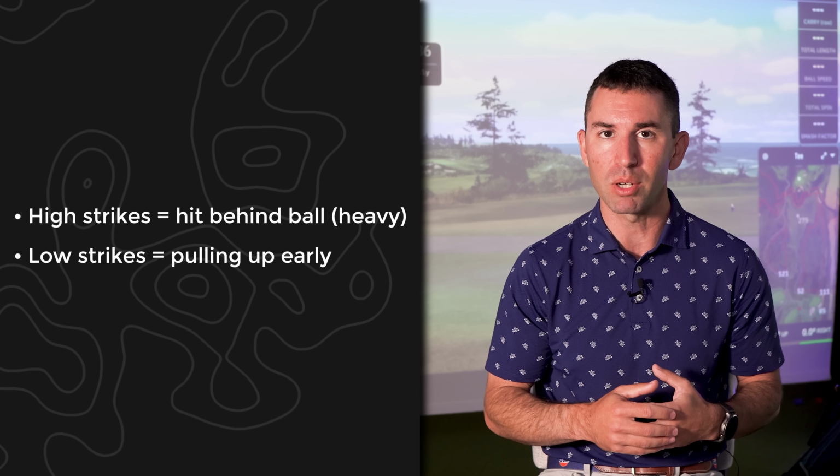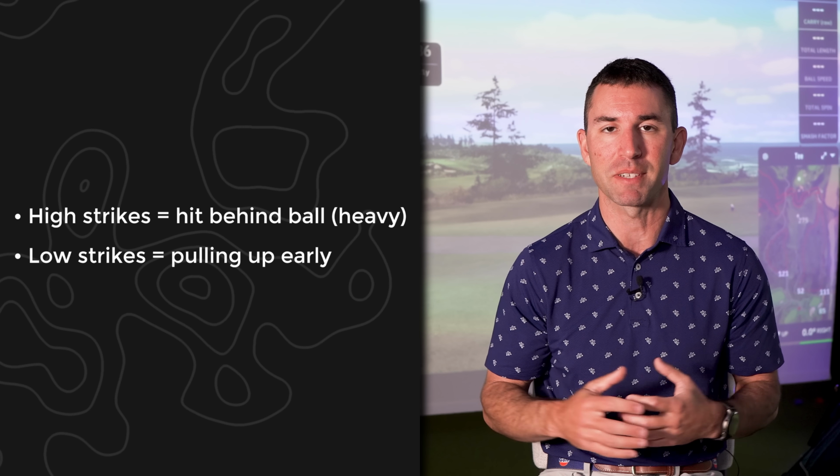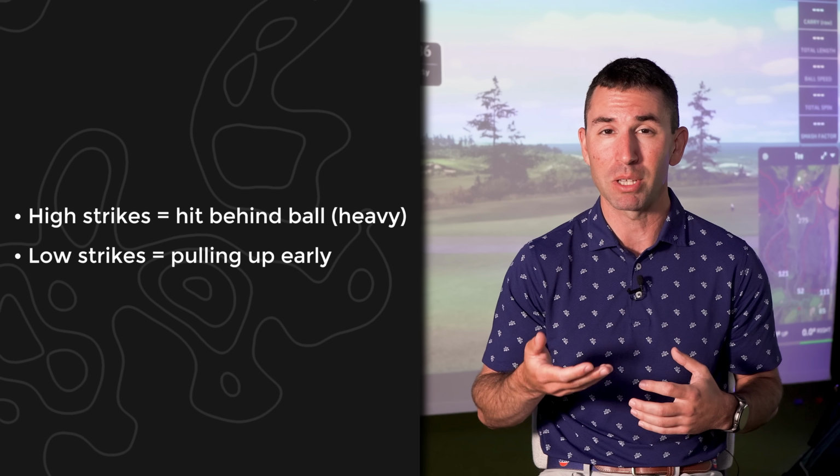Vice versa, if they're too low on the club face, then you've got the opposite ground contact issue, and you're pulling up a bit. Now, your best shots are typically going to live on about that third or fourth groove on the club face.